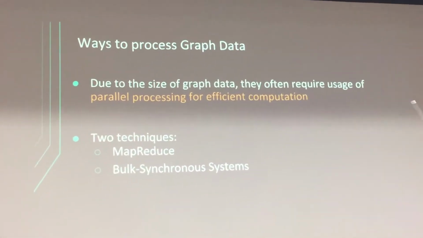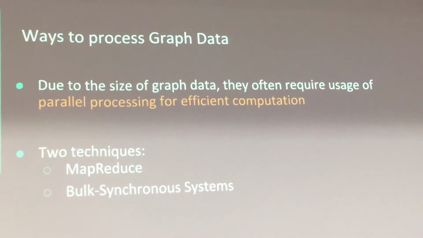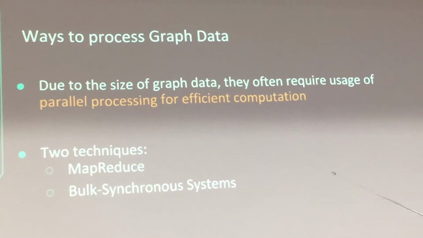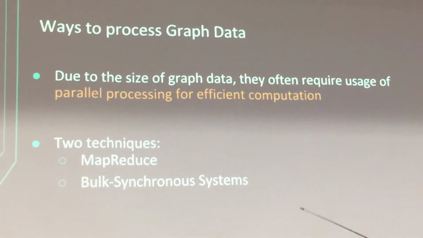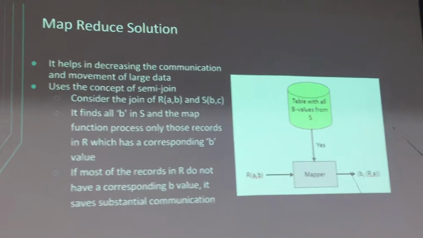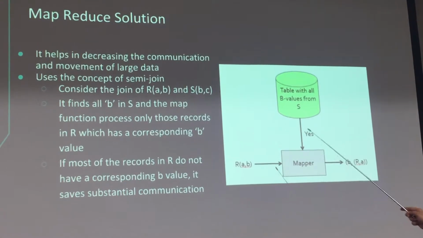And so we have different ways to process the graph data. Because of the size of the graph data, they often require usage of parallel processing for efficient computation. We're going to see two techniques here. One is MapReduce, one is bulk synchronous systems. So we'll start with the MapReduce solution. This MapReduce helps in decreasing the communication and movement of large data.